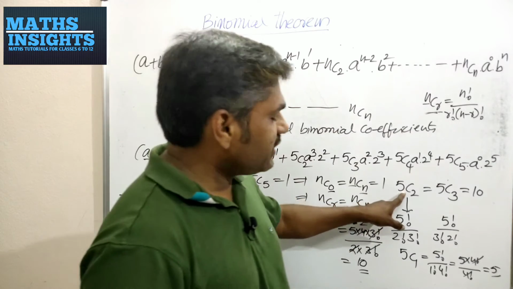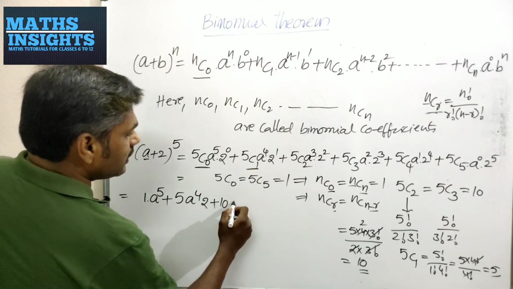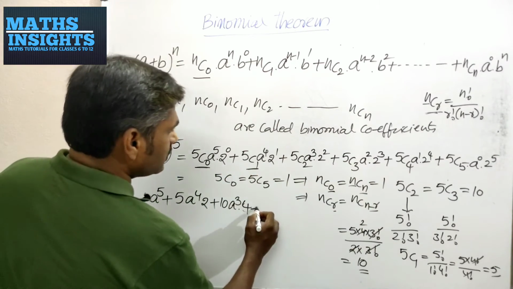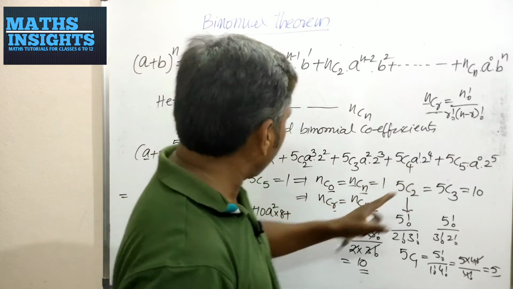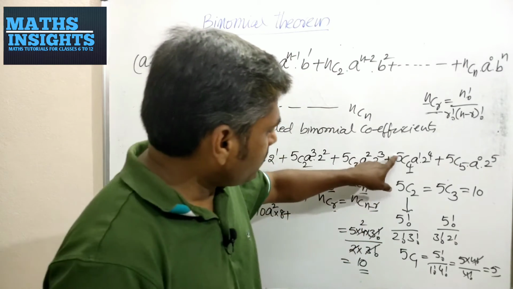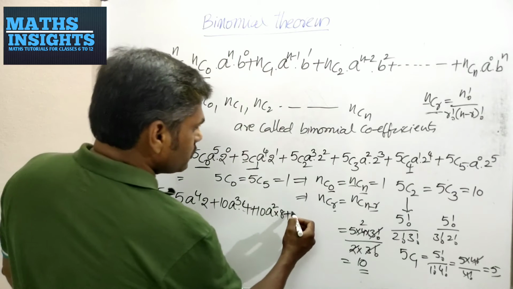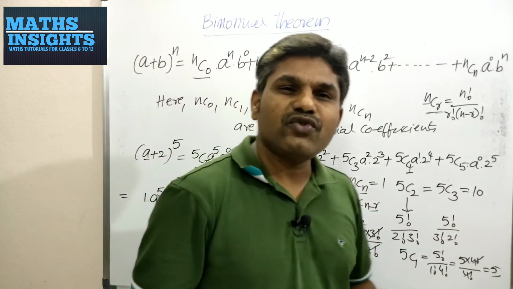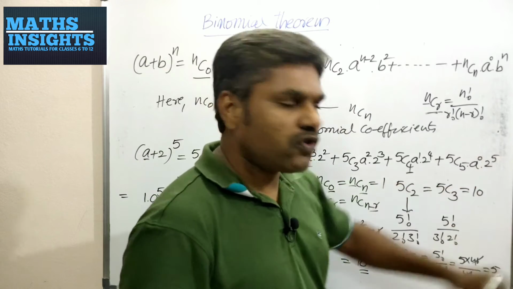Similarly 5C2, I already calculated 5C2 value and 5C3 value are equal, which is equal to 10. Therefore 10 a cube into 2 square means 4. 5C3 value is also 10, plus 10 a square 2 cube is 8, plus 5C4. 5C4 and 5C1, if the difference of this and this is the same here, then those values are equal. 5 minus 4 is 1, 5 minus 1 is 4, so both are equal. That value is also equal to 5, a 2 power 4 is 16, and finally 5C5 you know is 1. The last term will have its coefficient as 1. So 1 into a power 0 is 1, 2 power 5 is 32.